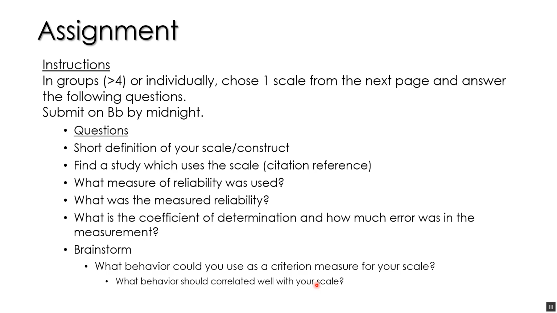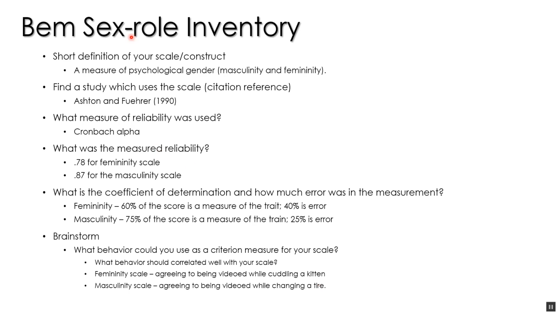The idea of criterion measures is that we have a scale and we would like to have a measure of validity. And so we're talking about criterion validity. So we want to give people the scale and we want to get their score on the scale, and then we want to correlate that score with some measure of behavior. And we hope that higher scores on the scale would correlate with higher scores on the criterion measure.